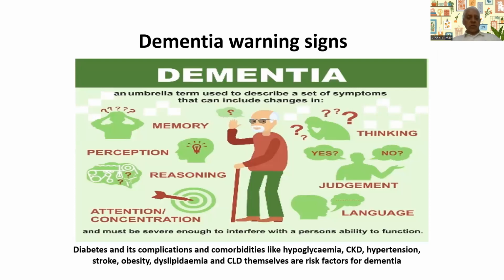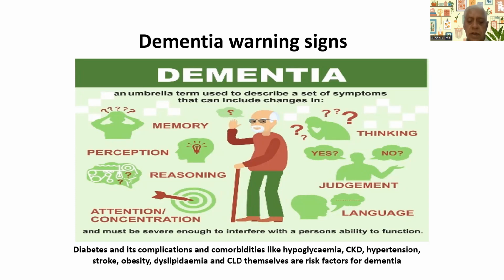The first geriatric syndrome is dementia. It is an umbrella term used to describe a set of symptoms that can include changes in memory. There may be difficulty in perceiving, difficulty in reasoning, and lower attention and concentration power. Thinking is compromised, judgment is not easy to take, and they have difficulty with communication and language. These impairments should be severe enough to be called dementia. They should interfere with the person's ability in day-to-day functioning.